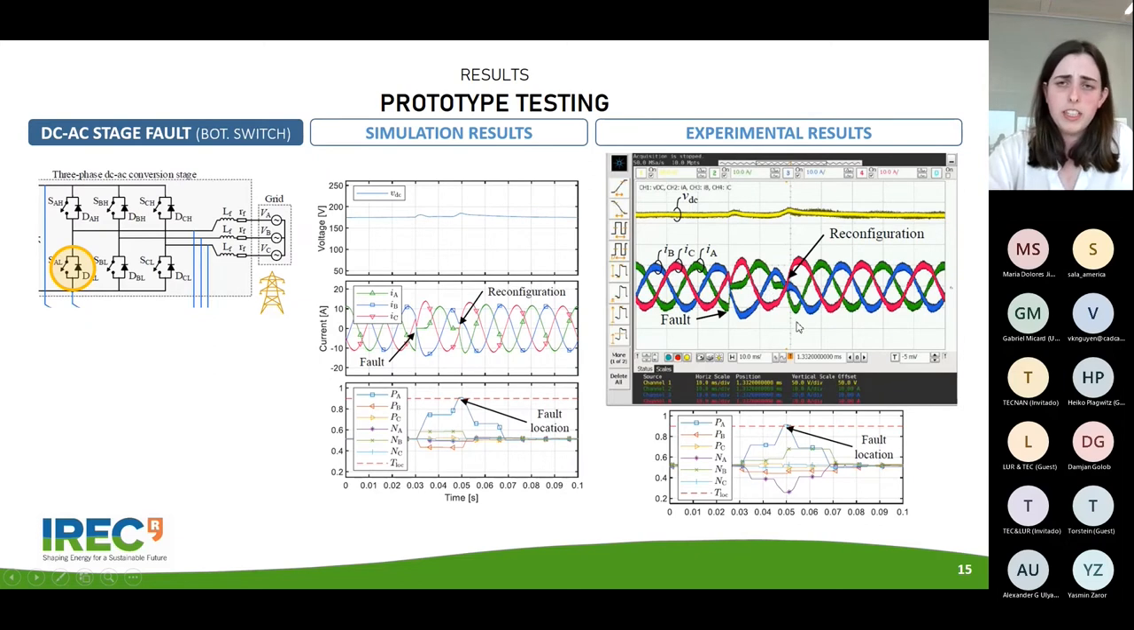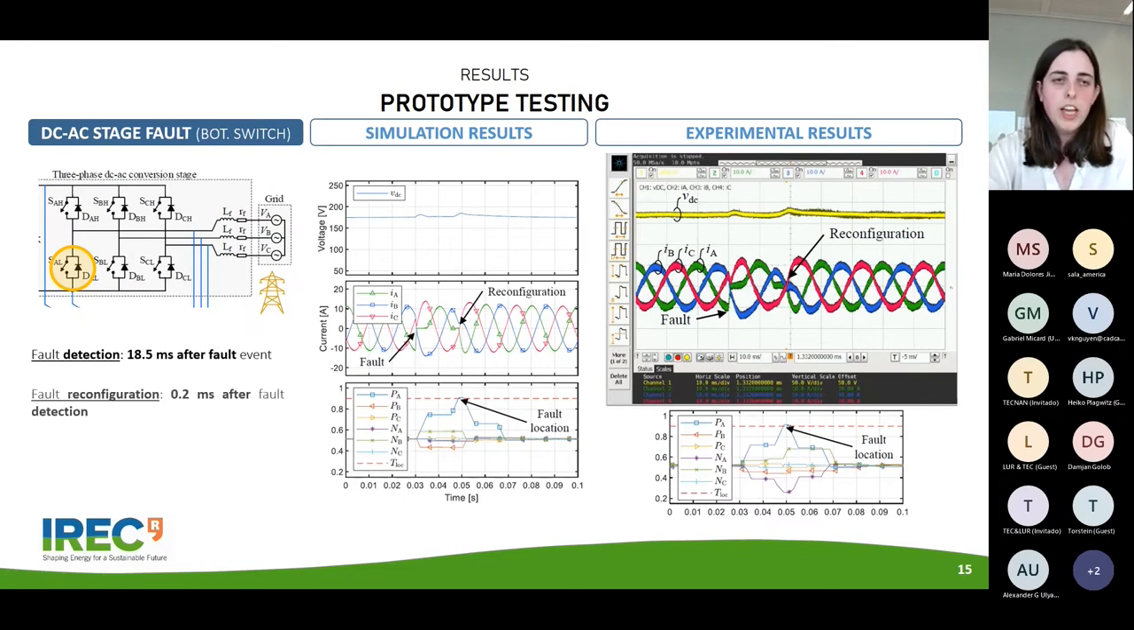In that sense, we could say that this is somehow a worse scenario than before, because we have an in-between positive current that stops the fault detection signal from growing, so from being able to detect when a fault occurs. But anyway, we're able to detect the fault 18.5 milliseconds after a fault event in both simulation and experimental results. And again, the fault reconfiguration is quite quick. So the total lapse time, even though this is not an ideal scenario of having a fault at that specific moment of the grid cycle, we can get the system reconfigured in less than a grid period also.